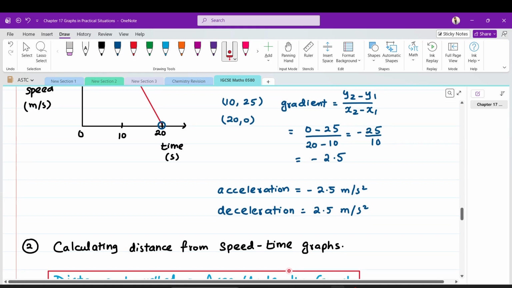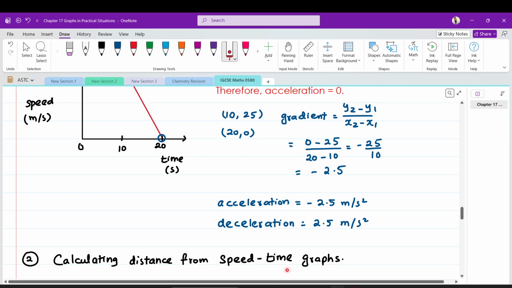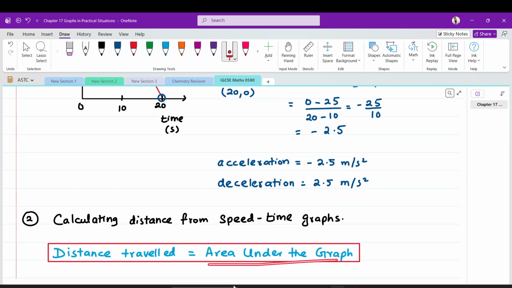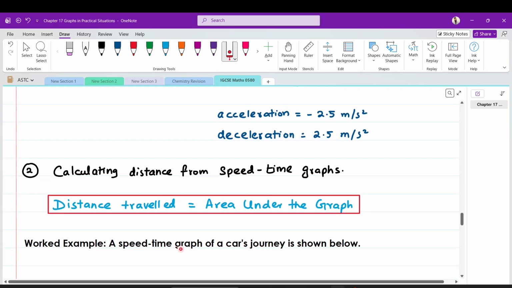Now, the second type of calculation that we can do from speed time graph is that you can work out the distance that was traveled during the journey. And that is by calculating the area under the graph. So what does that mean? Let's take a look at an example. A speed time graph of a car's journey is shown below.